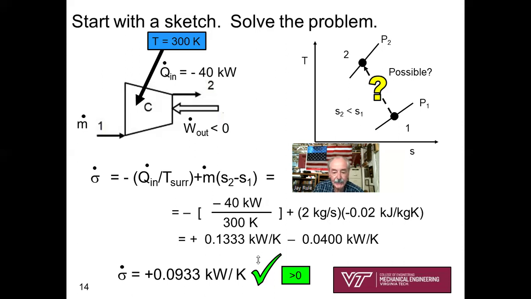I'll put a big green check mark on it. And because it's greater than zero, that means that this engineer's proposed process is possible and it's irreversible, thus my dashed line. Okay, so there's my question mark. It's possible and it's irreversible. So I need to show a dashed line on my TS diagram.